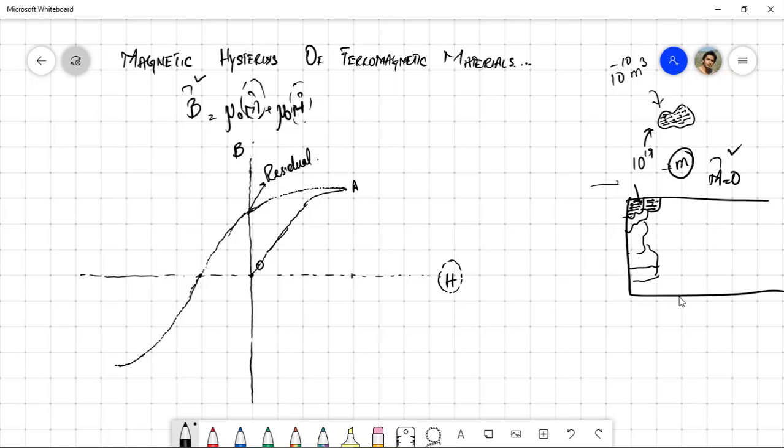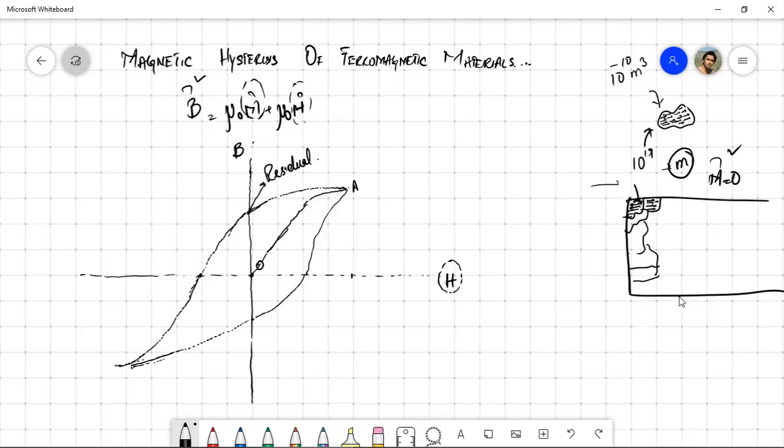If we start decreasing H again, then there will be the same kind of behavior. Even when the value of H is 0, there will be some residual flux. And if we start increasing this again, we'll have this, and then we'll have this. So this type of loop is basically what we get. He's saying that once the material is magnetized, it will never cross this point, this zero, at which the value of B as well as the value of H is zero.